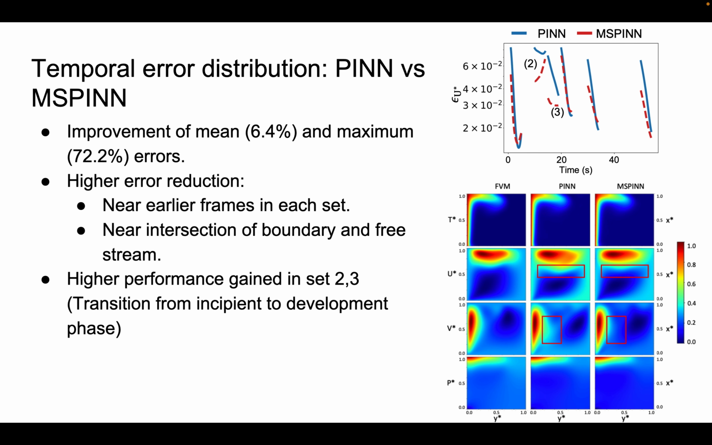And so now we show some of the results of MS-PINN versus the traditional PINN. We see an improvement in both the mean and maximum error. And we see that there's higher error reduction near earlier frames and near intersections of boundaries with the free stream itself. Also we see a higher performance gain for sets 2 and 3 labeled at the top right there. So that's a transition between, let's say, the incipient and the development phase.